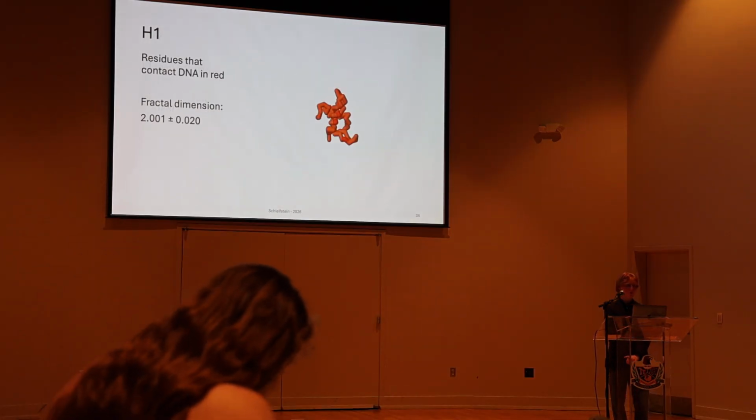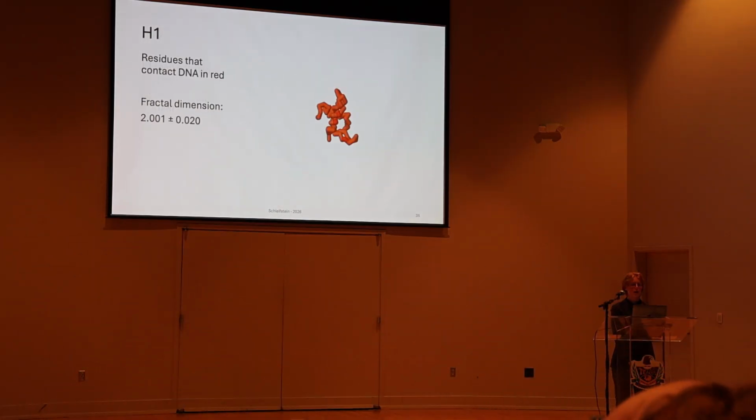Now H1, which is one of the non-core histones that helps bind to DNA to help modify it, is shown above. This specifically has the residues that contact DNA shown in red. It had a fractal dimension calculated at 2.001 plus or minus 0.2. This means that its fractal dimension, which differs from 2, is within the error, meaning that it doesn't really count as a fractal. So we're not going to discuss it that much since that's not the focus of this project.